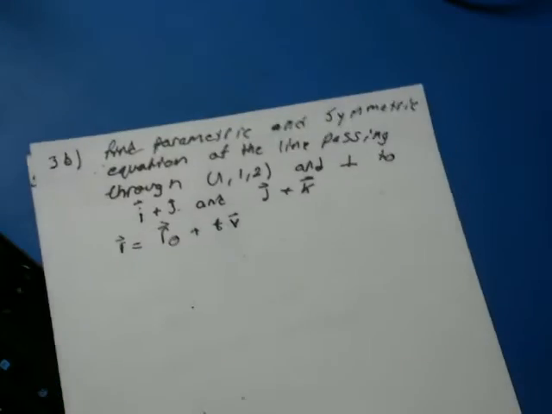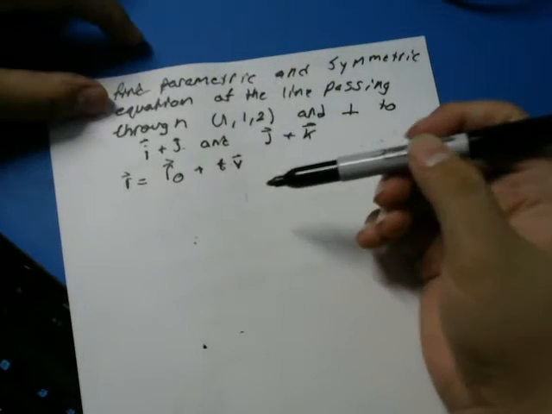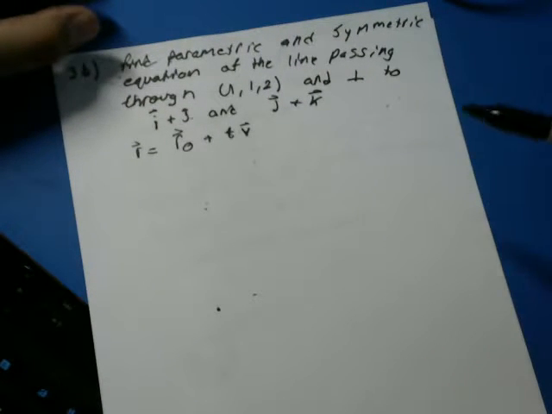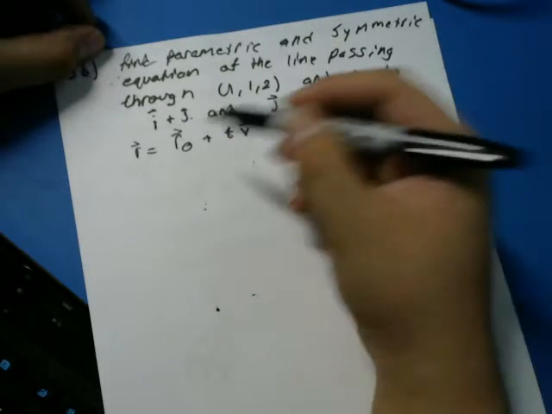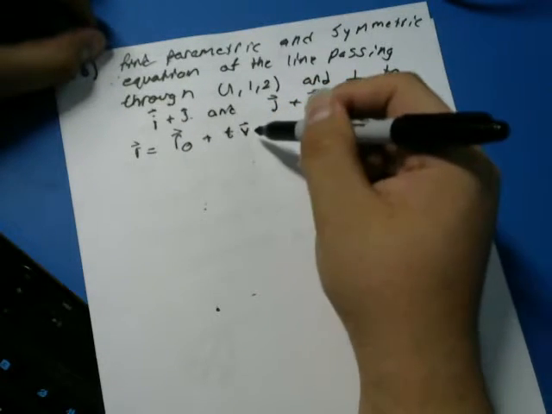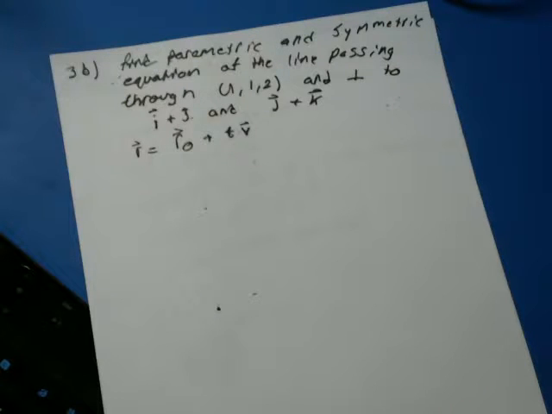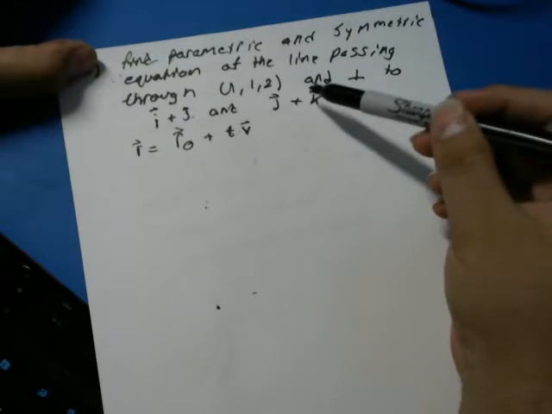For the second problem, we have: find the parametric and symmetric equation of the line passing through the point (1, 1, 2) and perpendicular to i plus j and j plus k. We know the formula for the equation of a line is r equals r naught plus t times a vector, r naught being an initial point, and this vector being a vector on the line. We want that vector to be perpendicular to i plus j and j plus k.